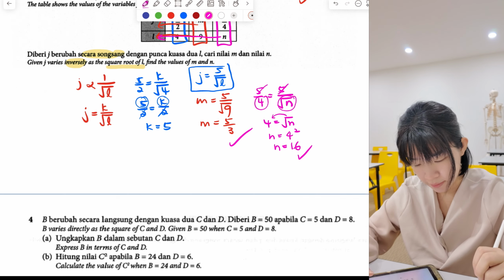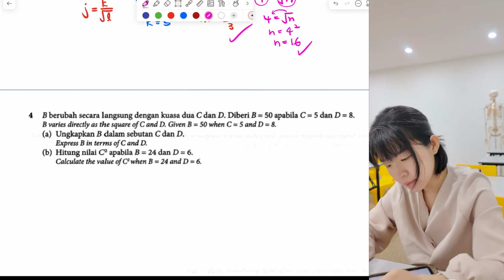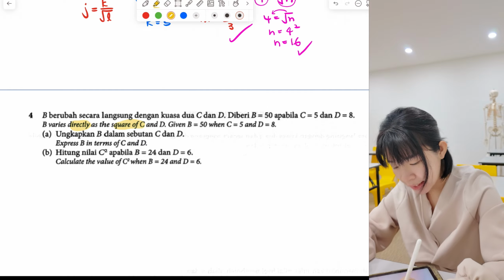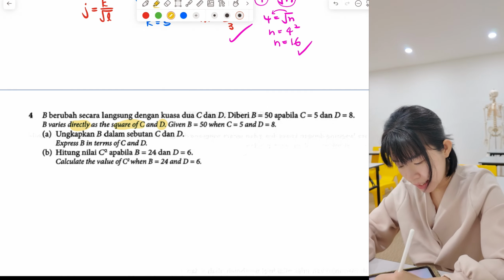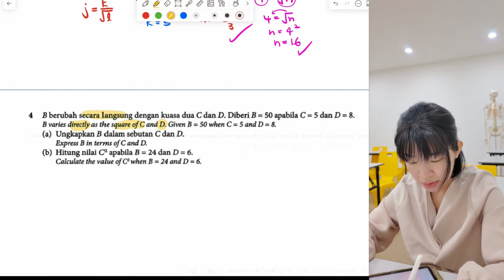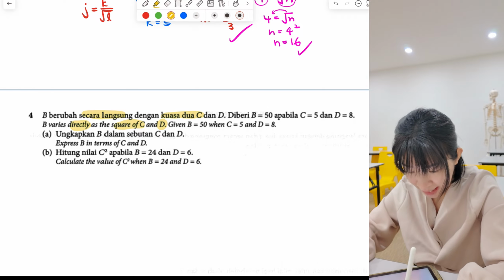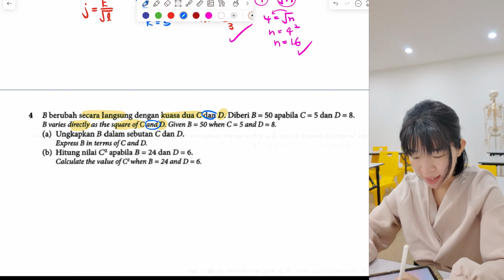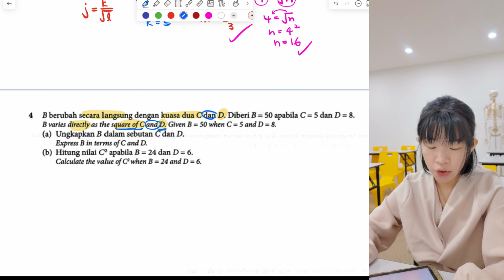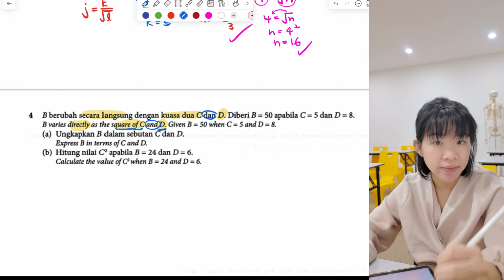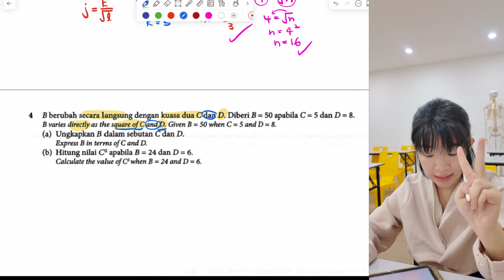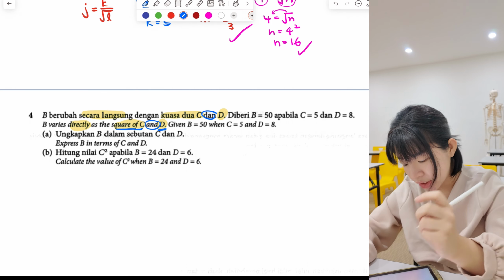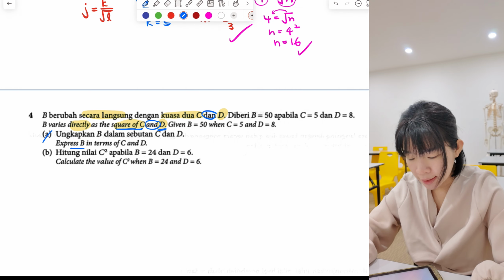Okay, let's move on. Question number 4. B varies directly as the square of C and D. B berubah secara langsung dengan kuasa 2 C dan D. Here, guys, when you see 'and', what is their relationship? When you see 'and', their relationship is times. Just stick together, side by side. It's always times. Question A: express B in terms of C and D.